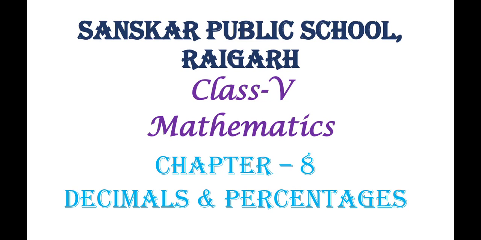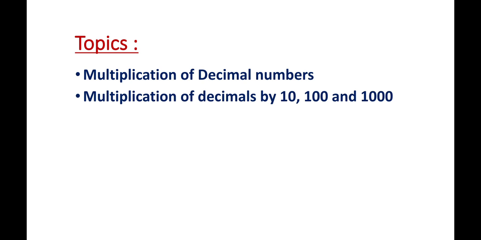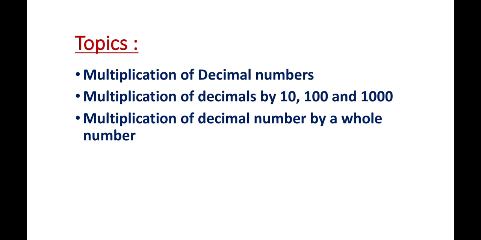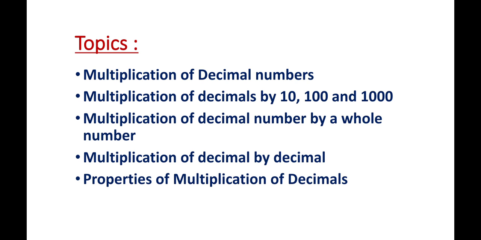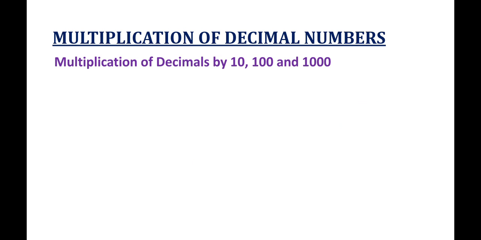Hello everyone. In this video, we are going to learn about multiplication of decimal numbers: multiplication of decimal by 10, 100 and 1000, multiplication of decimal number by whole number, then multiplication of decimal number by decimal number, and the last one is properties of multiplication of decimal number. So first we will discuss multiplication of decimal number by 10, 100 and 1000.